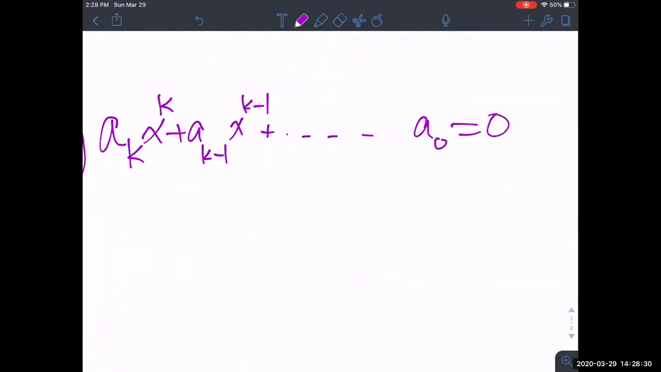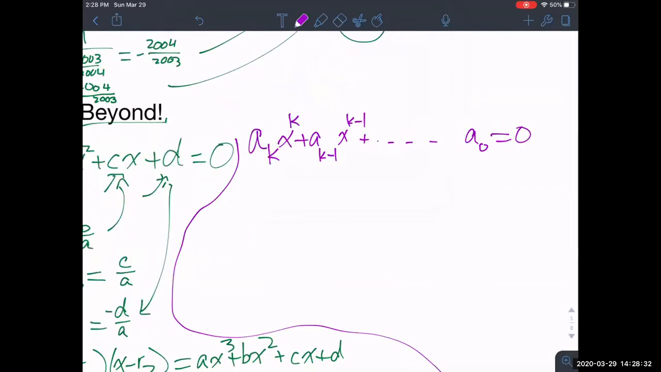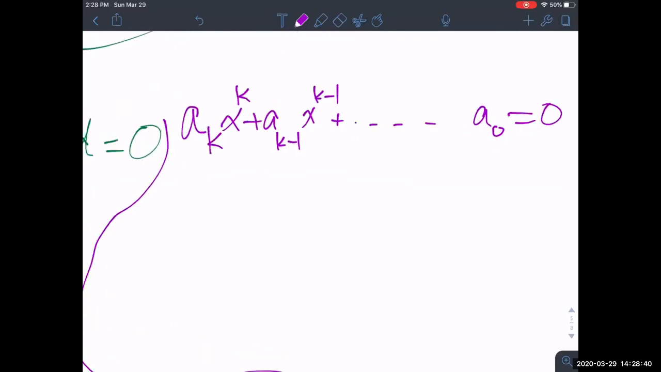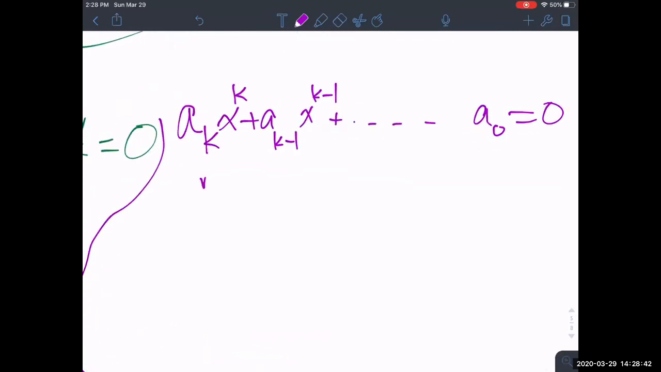So now we have this K-degree polynomial, and we want to know what Vieta's formulas say. I won't show a proof for this, but you can try that in your free time. Let's call the roots of this R1, R2, through RK.